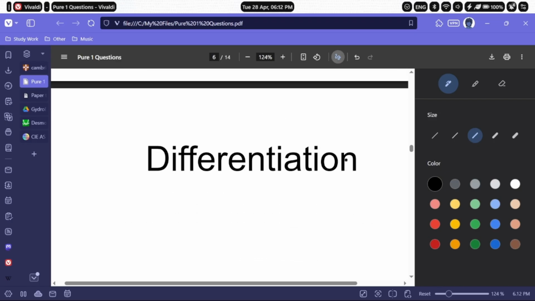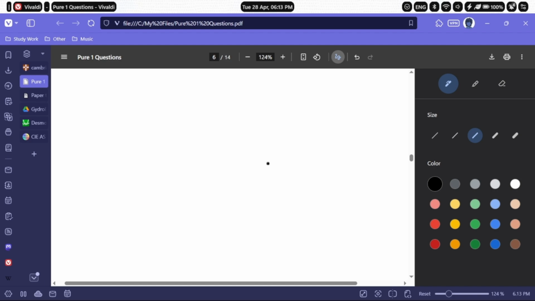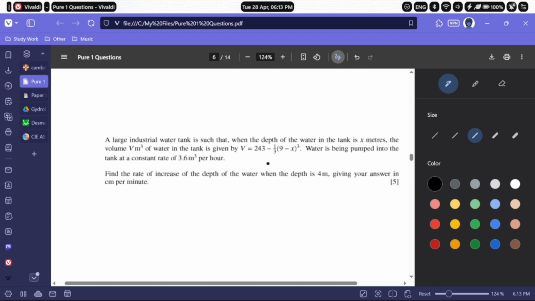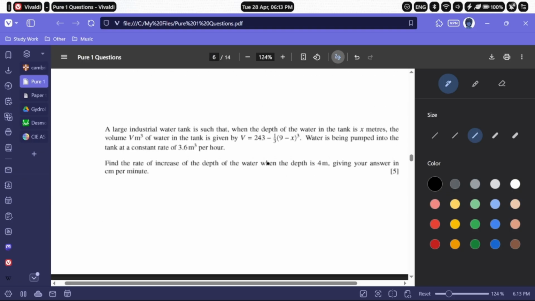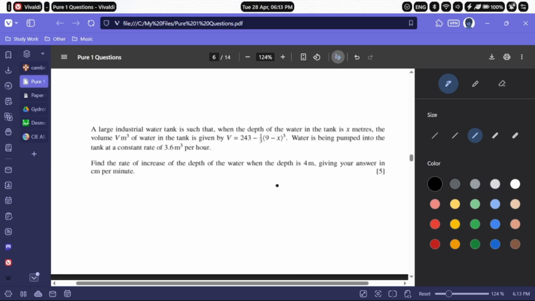Now we come to differentiation. Most of these questions would be related to rates and everything. Okay, this is the first question. There is not a lot of space though. Sad. Anyway, you're given a water tank where the depth of the water is x meters. So depth is basically x.